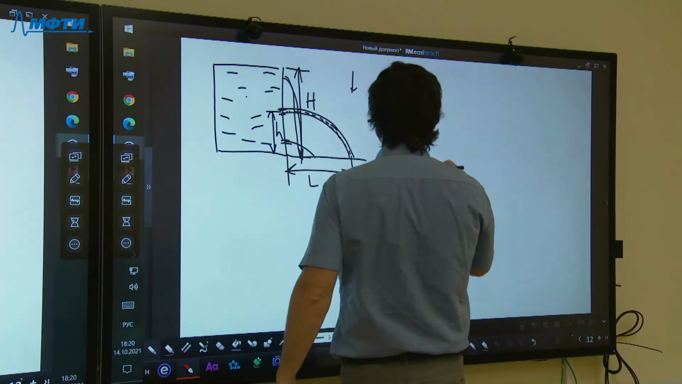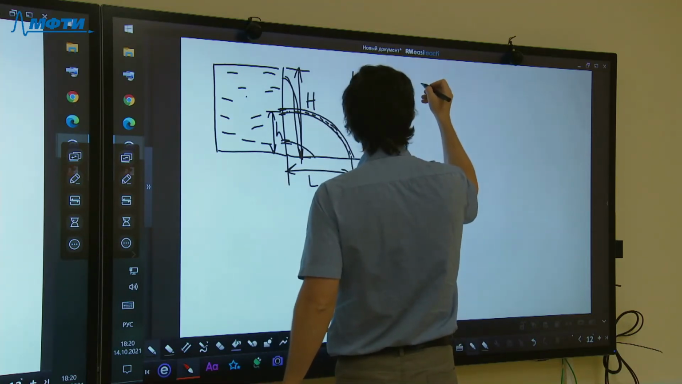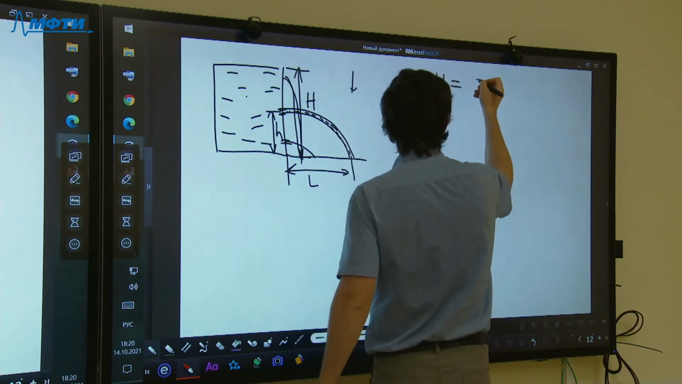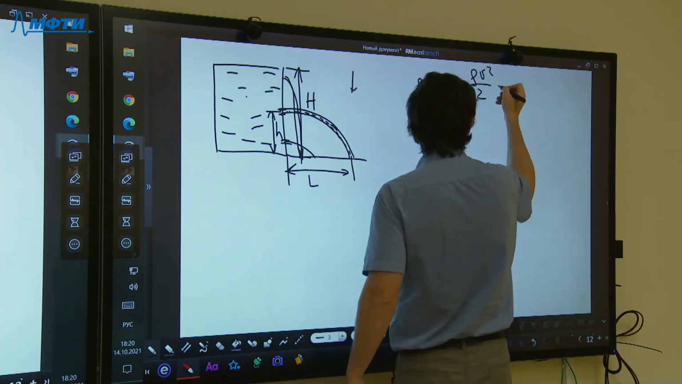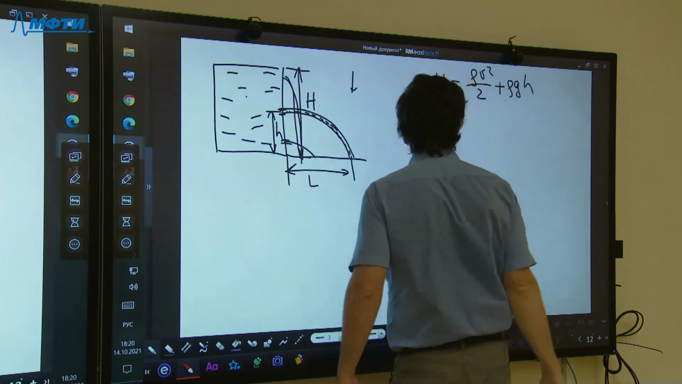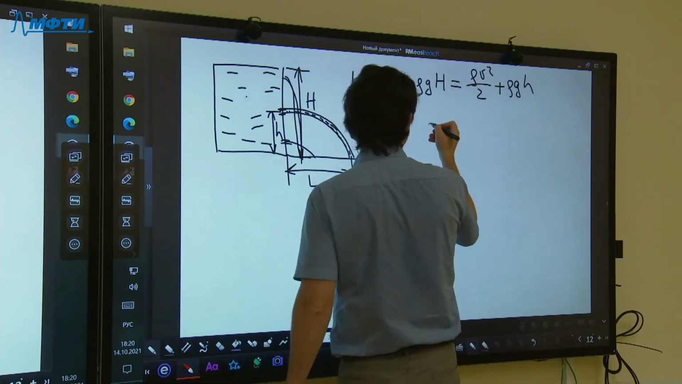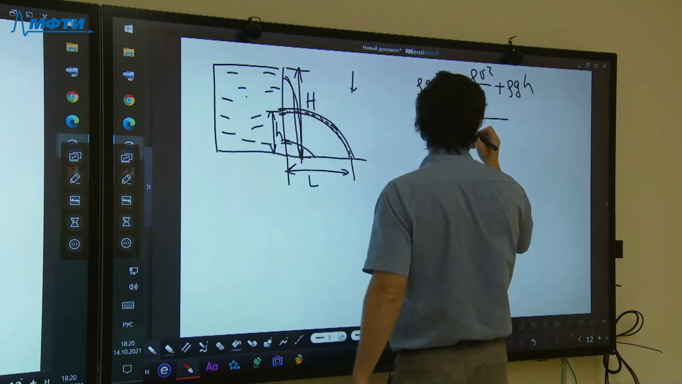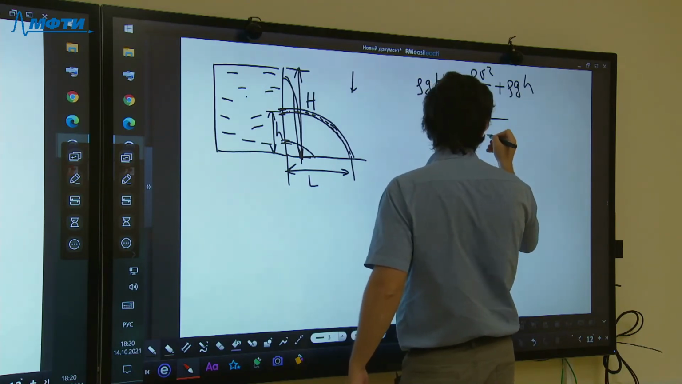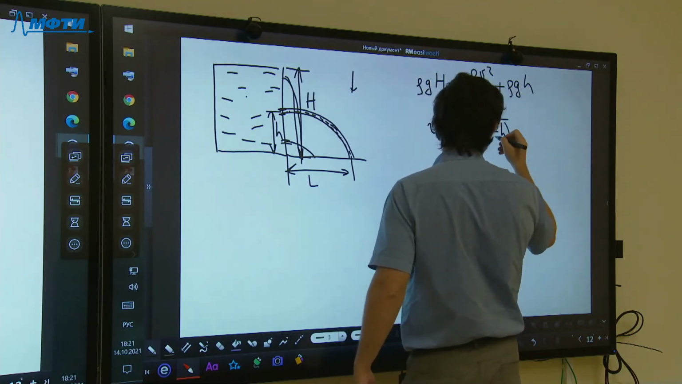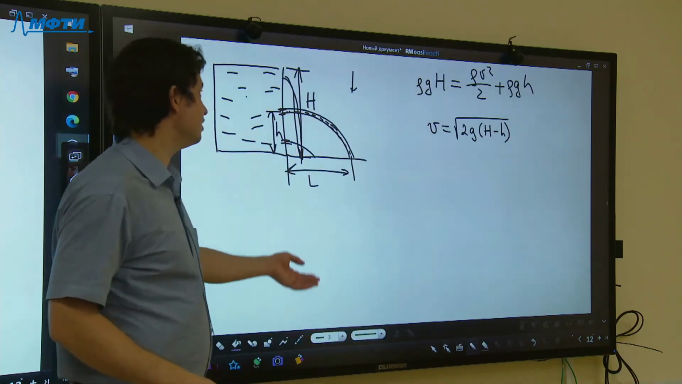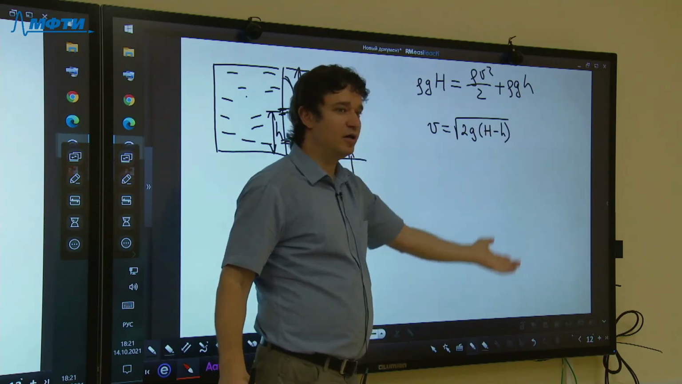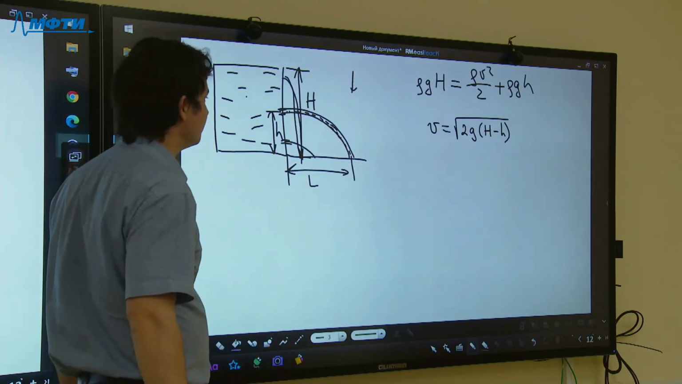So let's assume that I have pumped a hole at the elevation of small h. According to the Bernoulli equation, I need to write that rho g capital H equals rho v squared over 2 plus rho g small h, from which I can determine the speed of the outflow, which is square root of 2g times (capital H minus small h). As you see, if I pump the hole too high, this difference becomes very small, and the velocity also is very small.